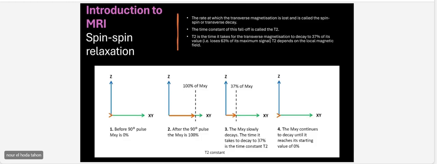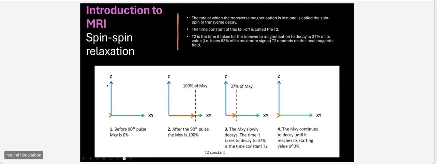And now let's talk about T2. Okay, so this is spin relaxation. And again, we talk about the Z and XY axis. I'm trying not to go deep into the physics, so you don't feel bored, and to relate the physics to the images that you see.